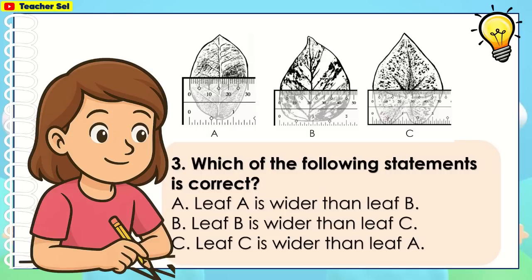Which of the following statements is correct? A. Leaf A is wider than leaf B. B. Leaf B is wider than leaf C. C. Leaf C is wider than leaf A. You're right. The correct answer is letter C. Leaf C is wider than leaf A.